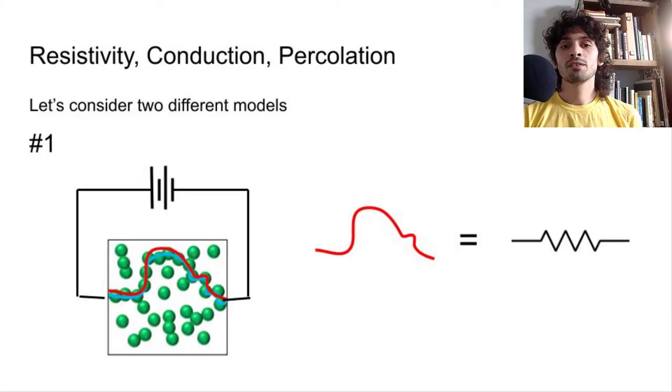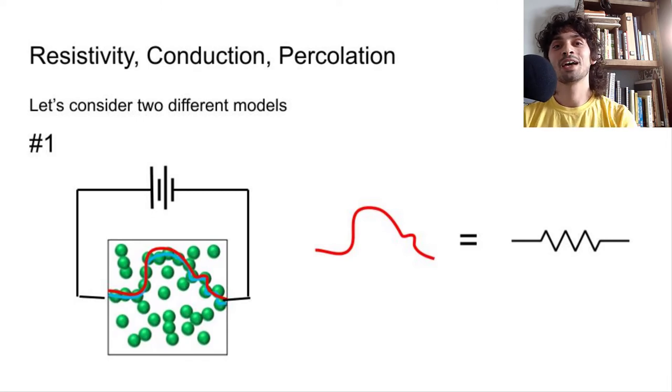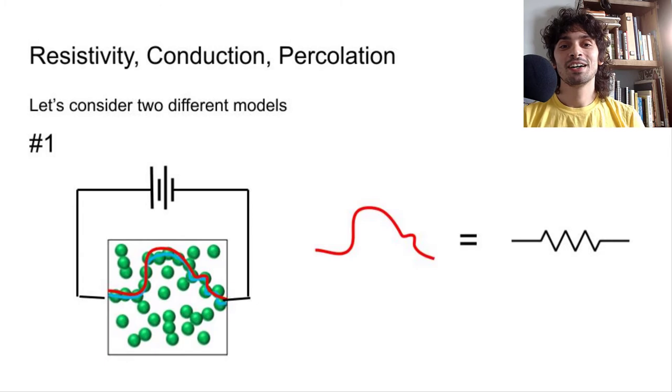Okay, so let's try to make this a little quantitative, because as a lecture, we have to make this a bit quantitative. So let's build a model to try to understand how these guys work. We'll take our square box with our conductive particles, that's our conductive insulator, and attach it to a battery where the wires are on either side of the insulator. And now we want to know how much current is flowing through this guy.